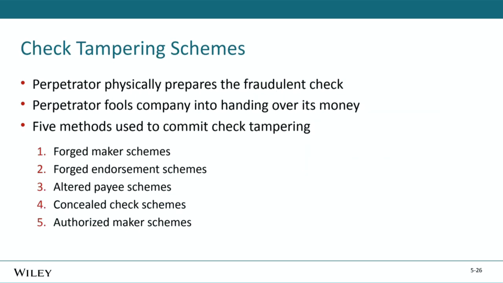Okay, so types of tampering schemes. The perpetrator physically prepares the fraudulent check. Okay, so you make up a phony check, and it's becoming easier with our AI out there. Okay, you can easily get a printer and get the right type of paper. You can print out a check.